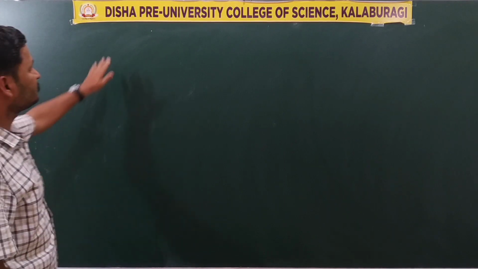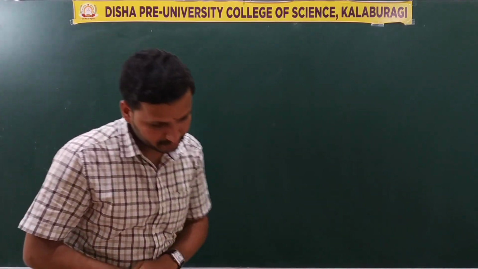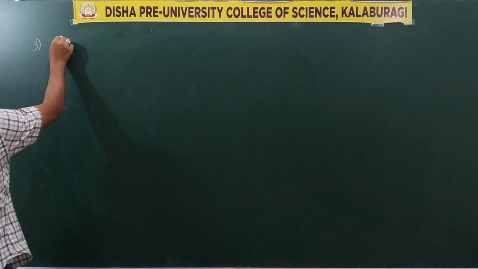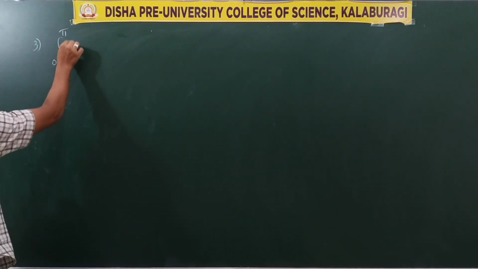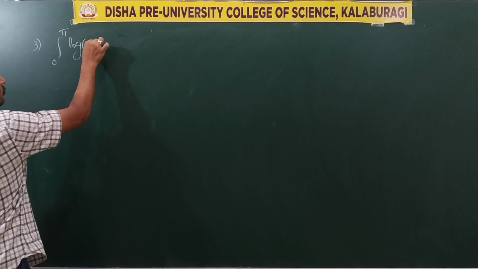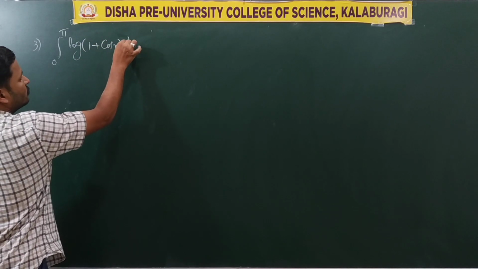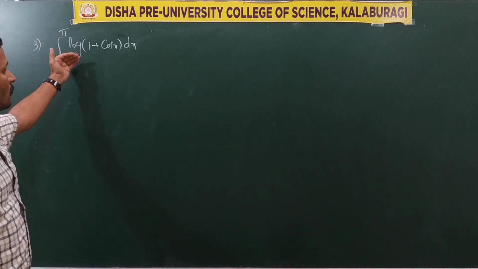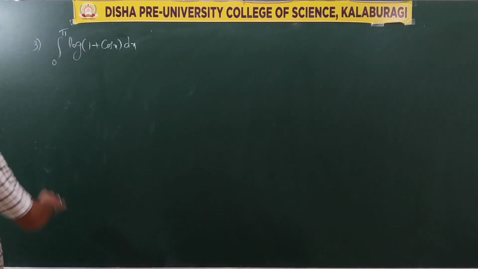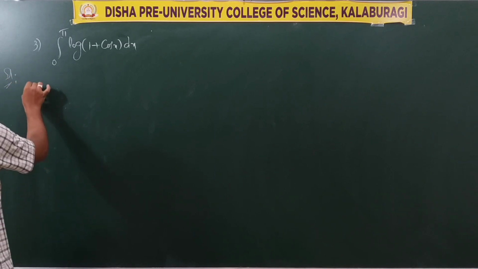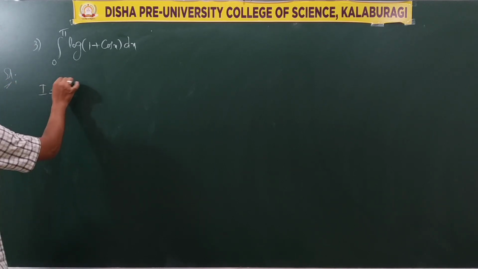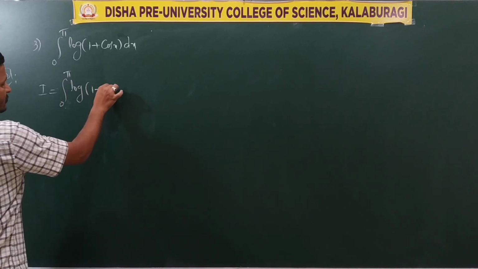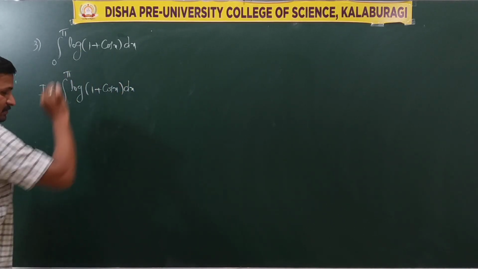So next third problem. Integration from 0 to pi log of 1 plus cos x into dx. So evaluate the integral from 0 to pi log of 1 plus cos x into dx. So solution, let integral I from 0 to pi log of 1 plus cos x into dx.